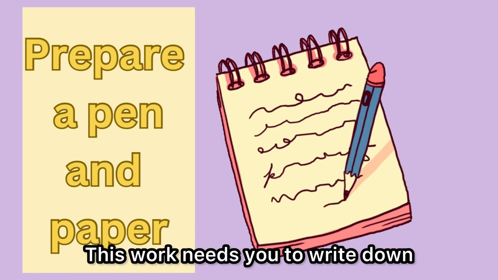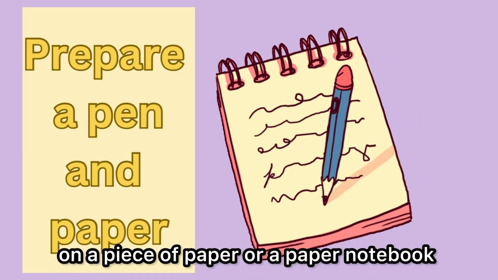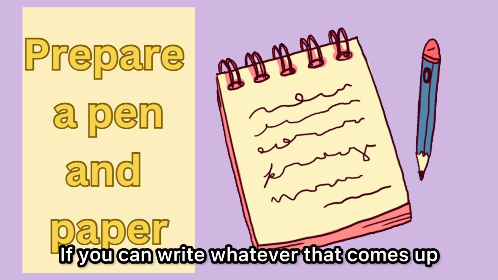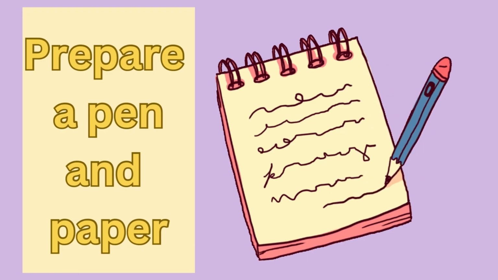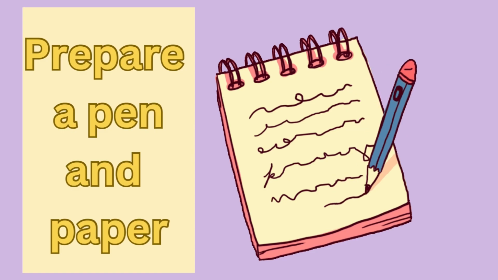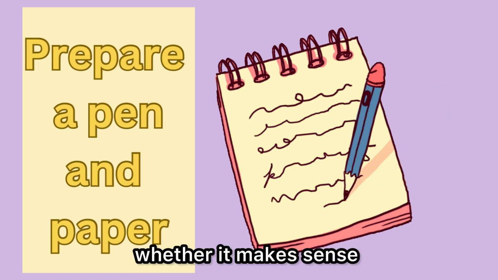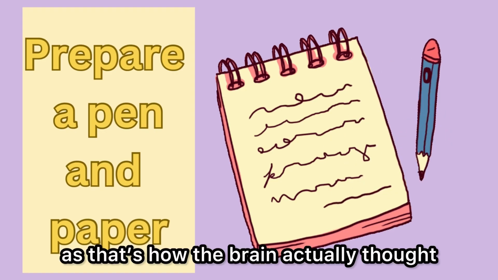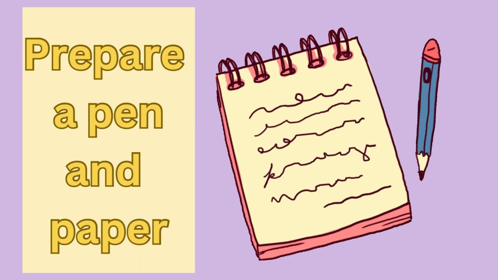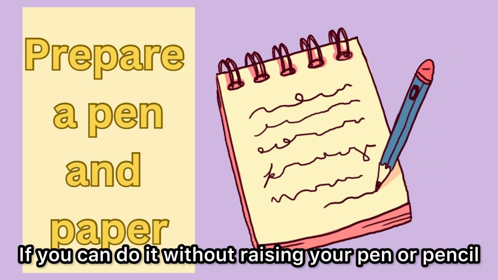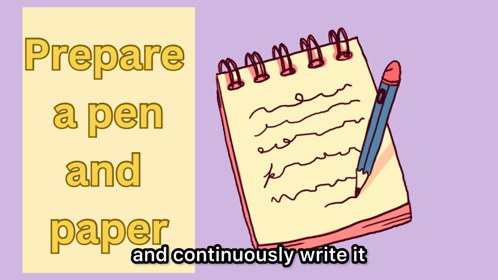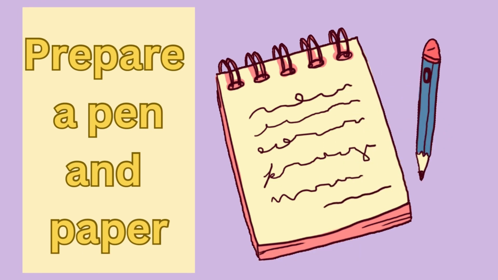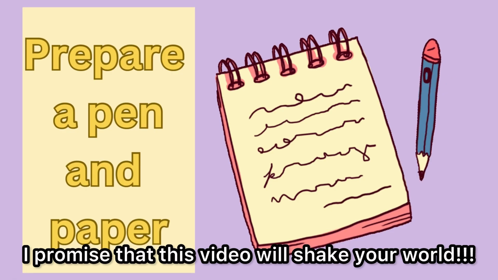This work needs you to write down on a piece of paper or a paper notebook. If you can write whatever comes up, I stress this. This is the key technique here. Write all that comes up, whether it makes sense or it sounds like nonsense, as that's how the brain actually thought. If you can do it without raising your pen or pencil and continuously write it, that would be even more effective. I promise that this video will shake your world.